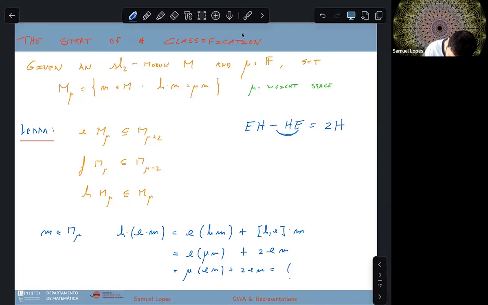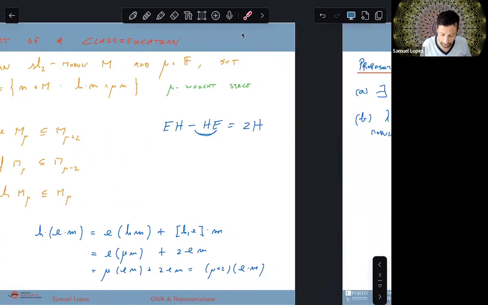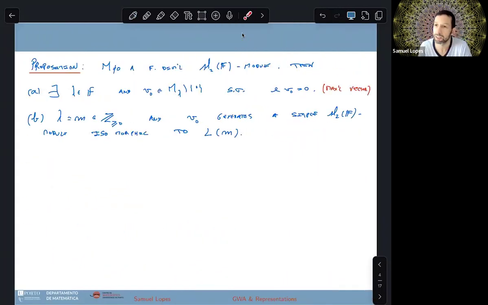So this is going to be just mu plus 2 multiplied by EM. So I've just shown that if I take a vector here and I act on it by E, then this new vector will be an eigenvector for H with eigenvalue mu plus 2, so it is in the space. Okay, and the other relation, with F, is proved the same way. Okay, so this is very nice. And with this, we're able to get a breakthrough.